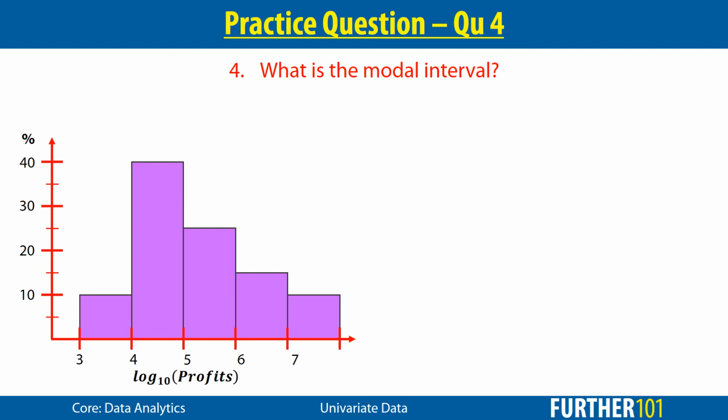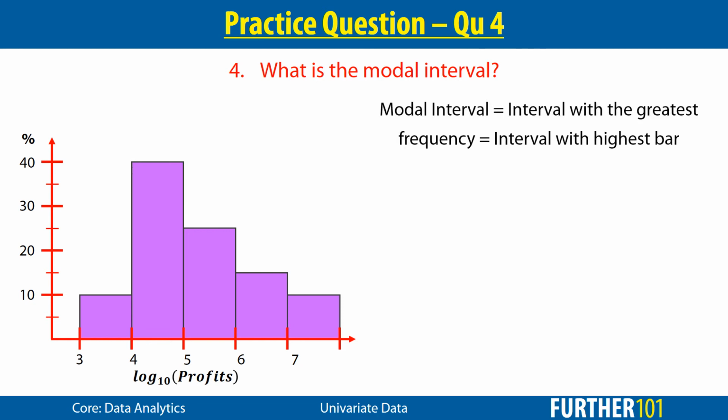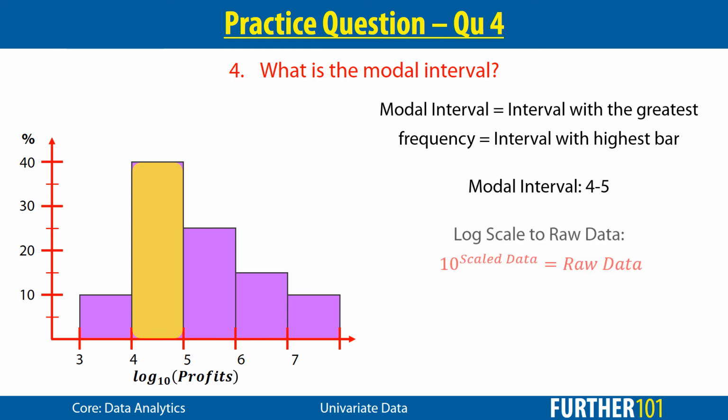The last question asks, what is the modal interval? Now, the modal interval just stands for the interval with the greatest frequency inside of it, and therefore it is the interval with the highest bar. So we can directly read this off the graph and see that our modal interval is between 4 and 5. But that's not very informative. What does 4 to 5 mean? So we need to convert those axis markers, those interval boundaries, back into its normal units.